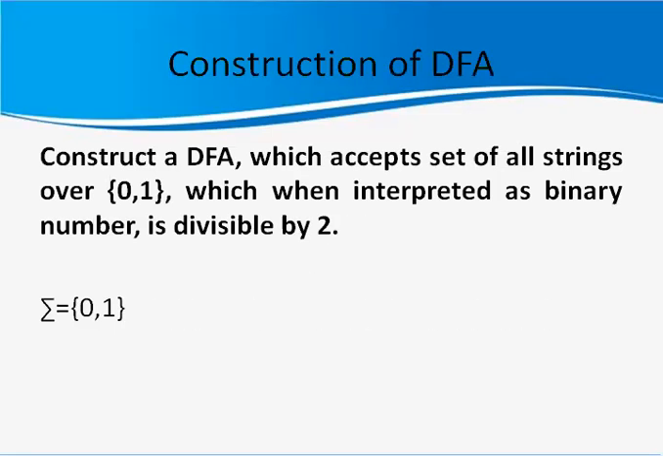Today we will construct a deterministic finite automata which accepts the set of all strings over 0, 1 which, when interpreted as a binary number, are divisible by 2. So first we will find the sigma here, that is 0, 1. Now we will construct the deterministic finite automata that will accept this language.